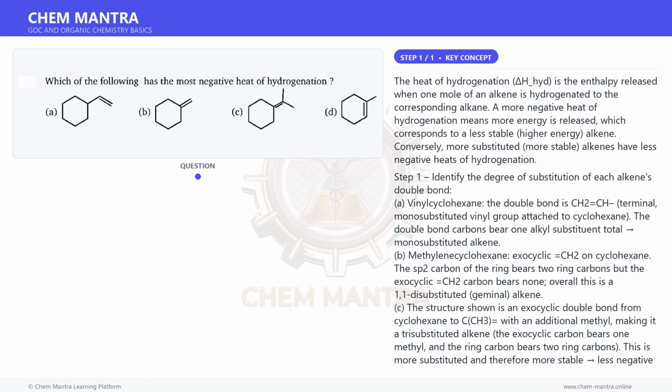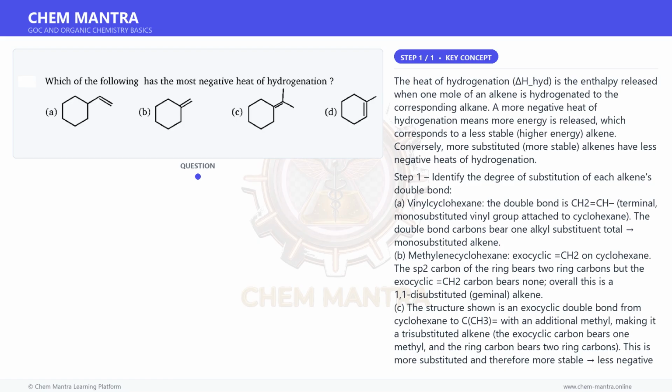B. Methylene cyclohexane, an exocyclic =CH2 on cyclohexane. The sp2 carbon of the ring bears two ring carbons, but the exocyclic =CH2 carbon bears none. Overall, this is a 1,1-disubstituted geminal alkene.